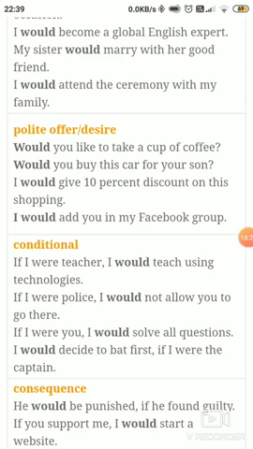Conditional. If I were a teacher, I would teach using technologies. If I were a police officer, I would not allow you to go there. If I were you, I would solve all questions. I would decide to bat first if I were the captain. These are the questions or situations which are conditional in nature.